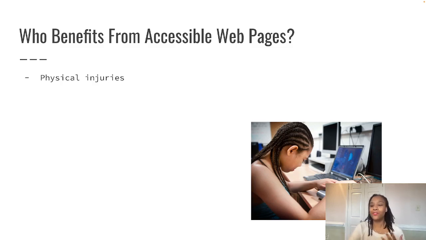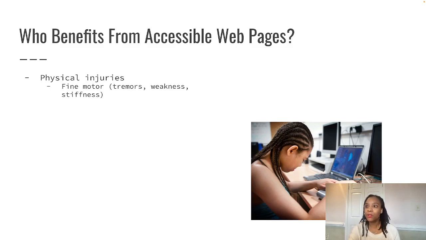All right, so the people who are benefiting from accessible web pages are, like we talked about, people with physical injuries, right? So you may have someone who has fine motor tremors or weakness or stiffness, and those people may not be using a mouse. They may be using that keyboard. We talked about keyboard only users.